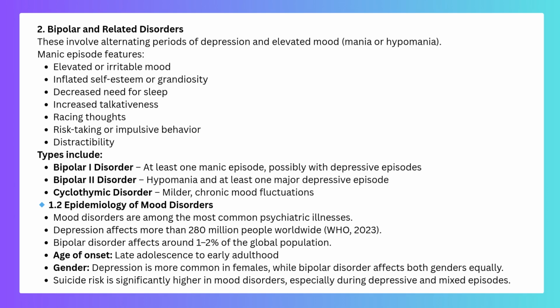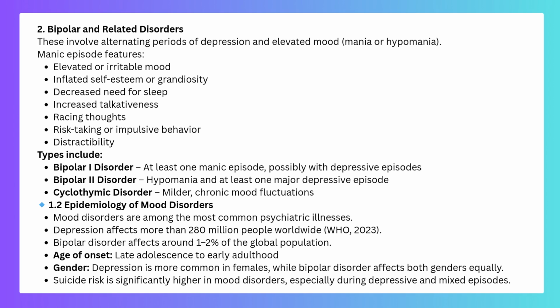Manic episode features: elevated or irritable mood, inflated self-esteem or grandiosity, decreased need for sleep, increased talkativeness, racing thoughts, risk-taking or impulsive behavior, distractibility. Types include bipolar I disorder, at least one manic episode, possibly with depressive episodes. Bipolar II disorder, hypomania and at least one major depressive episode. Cyclothymic disorder, milder, chronic mood fluctuations.